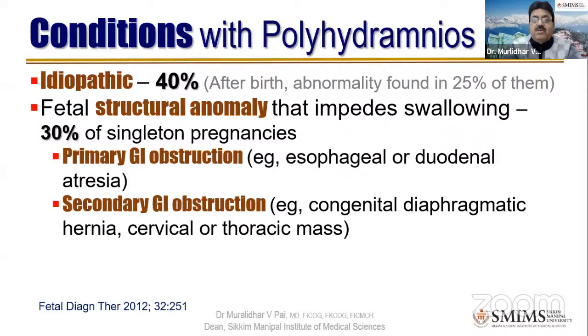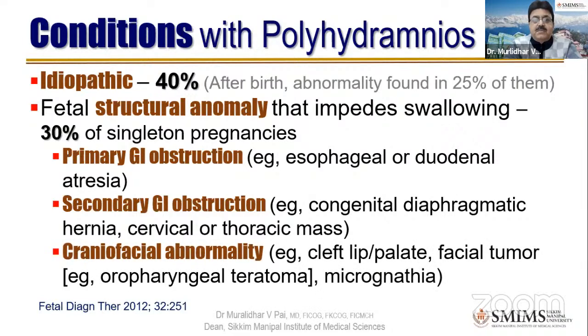Cervical or thoracic mass. Again, it will have a pressure on the esophagus. Then craniofacial abnormalities like cleft palate, cleft lip, facial tumors, for example, oropharyngeal teratoma or micrognathia. All these things will impede swallowing, and this contributes to around 30% of the polyhydramnios in singleton pregnancies.